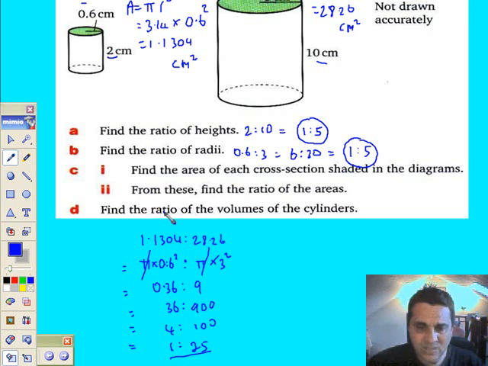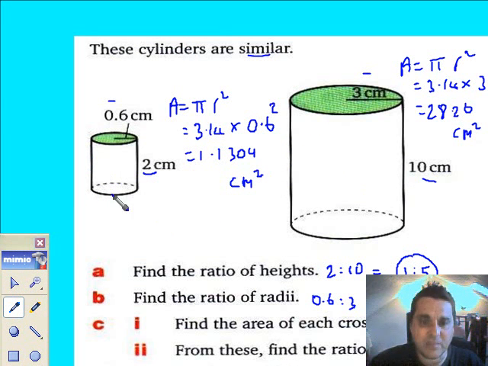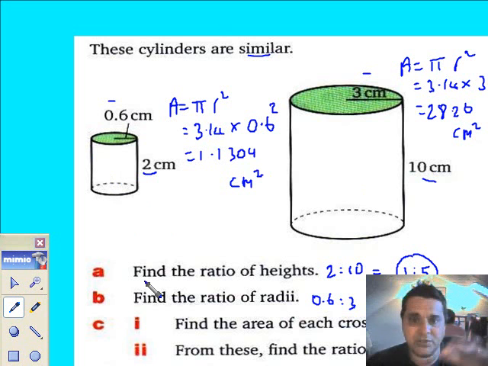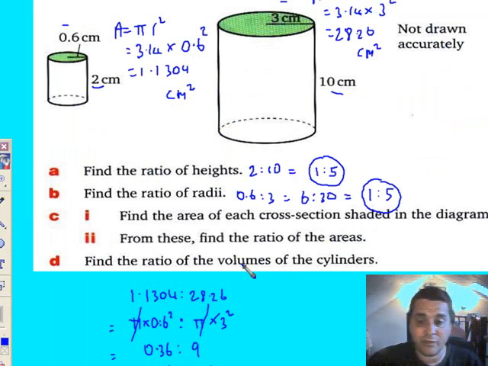Now, so find the ratio of the areas. I just have it's 1 to 1. It's 1 to 25. Sorry. So in terms of area, this is 25 times as big as that one in terms of the area of the top, the bottoms, and the curved surface. However you want to calculate it. Now find the ratio of the volumes of the cylinders.